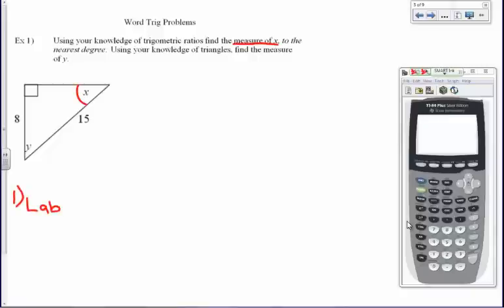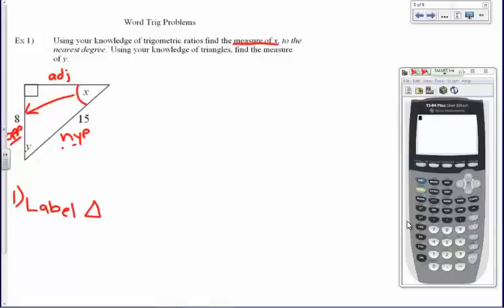And once we know that we've labeled our reference angle x, next we're going to label our triangle. In other words, we're going to label the sides of the triangle, the hypotenuse, which is across from the right angle, the opposite side, which is across from the reference angle, and the remaining side, which is the adjacent.